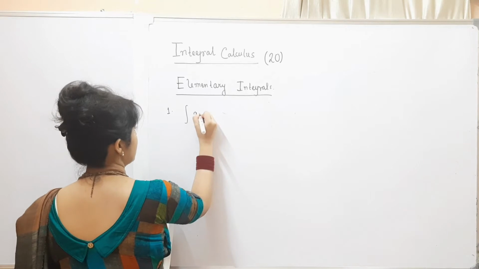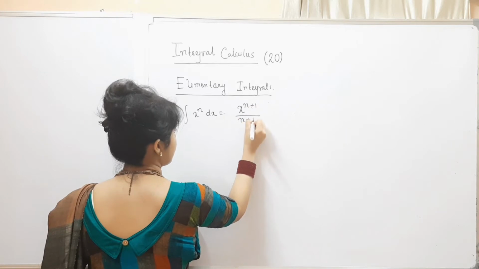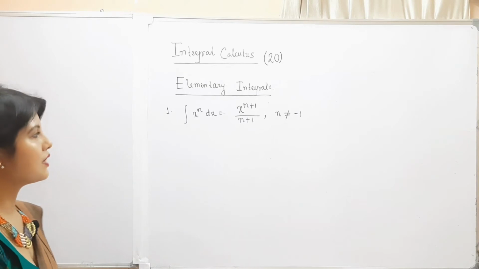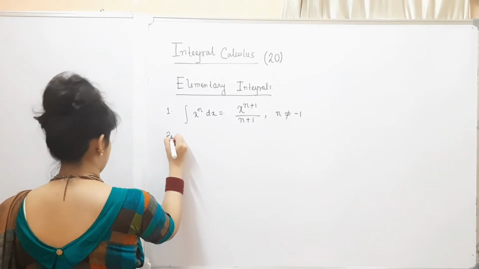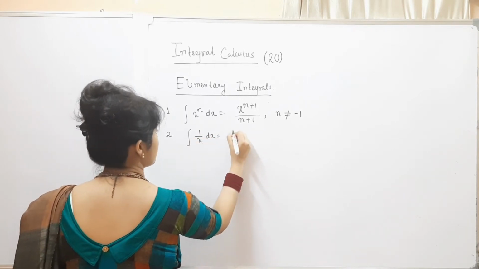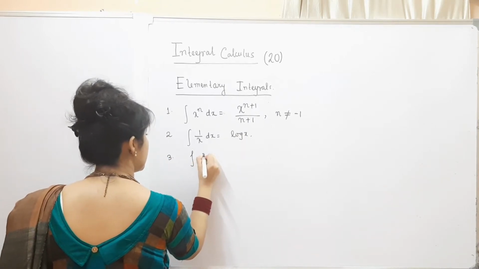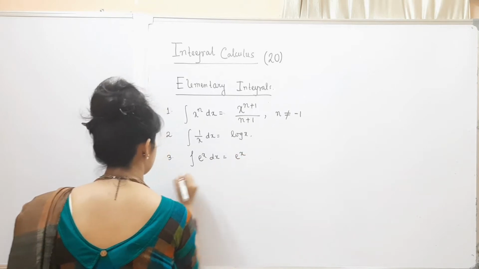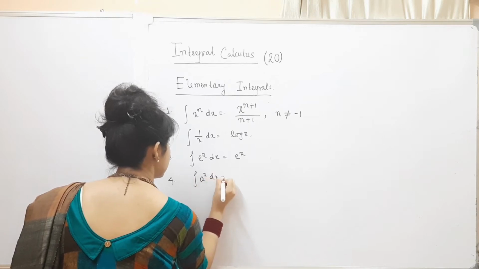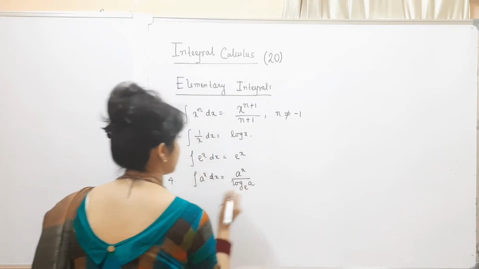So integration x to the power n dx, you can write it as x to the power n plus 1 divided by n plus 1, and obviously n is not equal to minus 1. This is actually the first formula for integration. Now number 2 is integration 1 by x dx, so you can write it as log x, okay. Now in number 3, integration e to the power x dx, you can write it e to the power x. Now in number 4, integration a to the power x dx, you can write it a to the power x log e base a, okay.